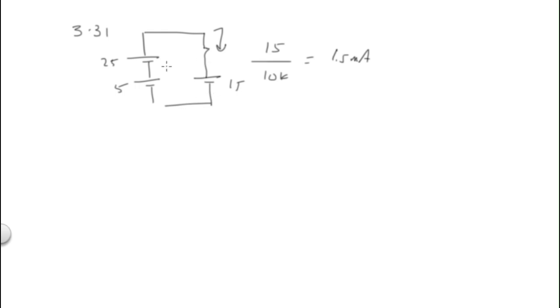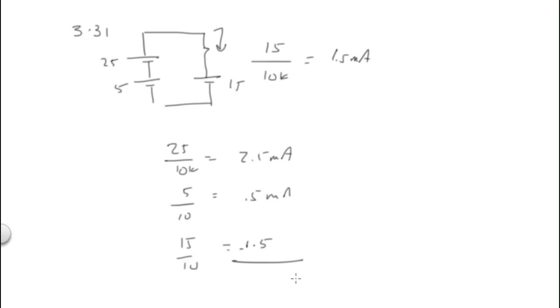Or I can say, solve it for the 25 volts, 10K, I get 2.5 milliamps. For the 5 over 10K, I have 0.5 milliamps. And for the 15, it pushes in the other direction, I have minus 1.5. So you add these up and you come up with the same thing, 1.5 milliamps. Okay.